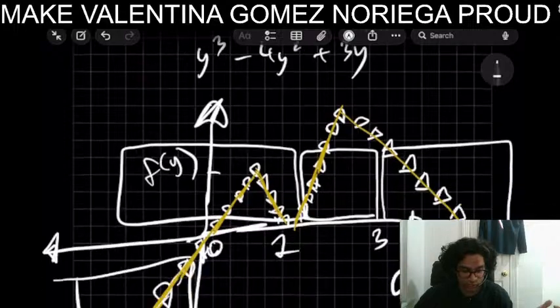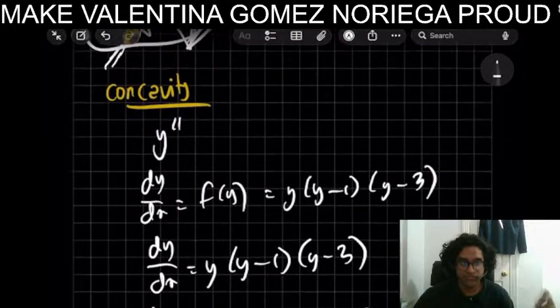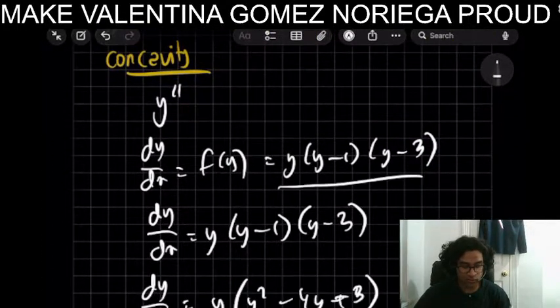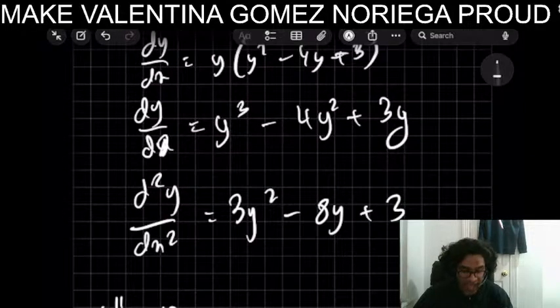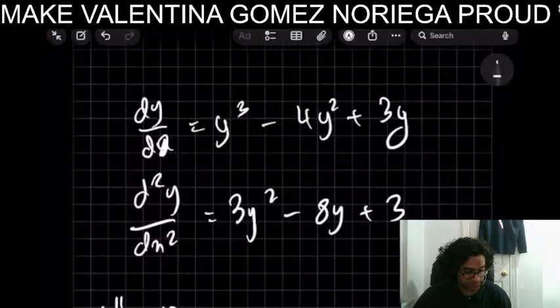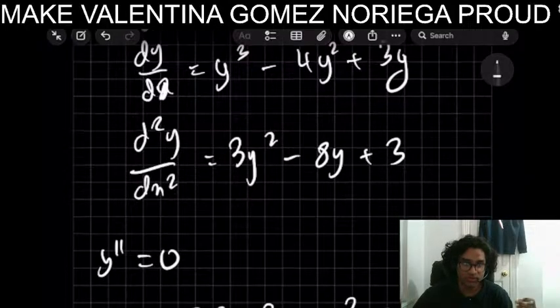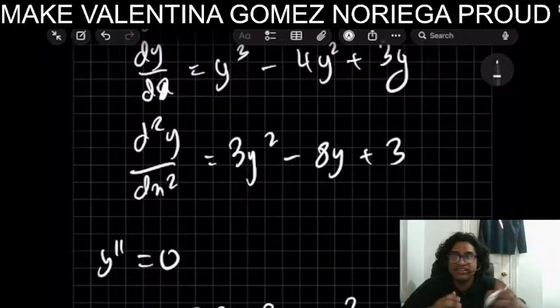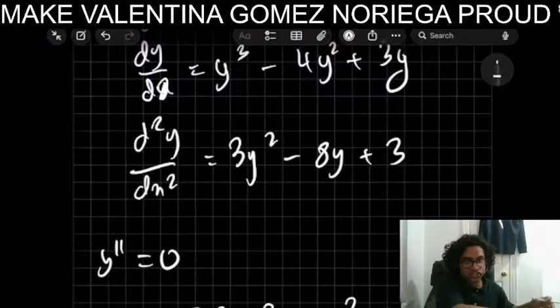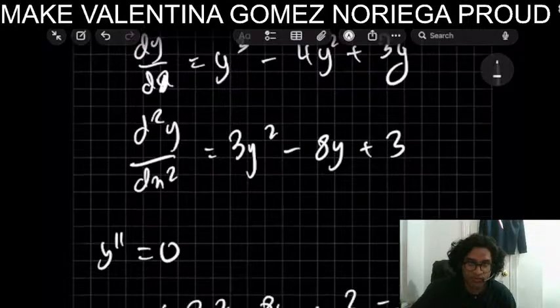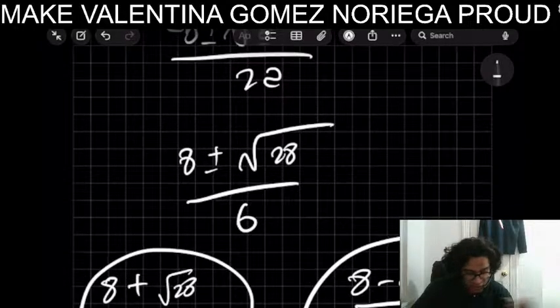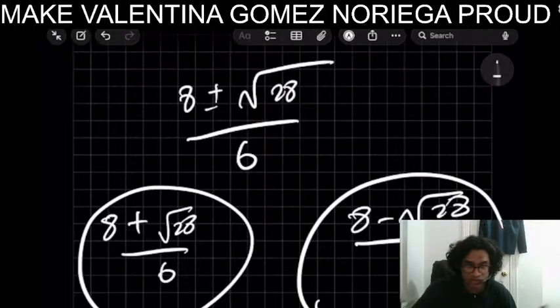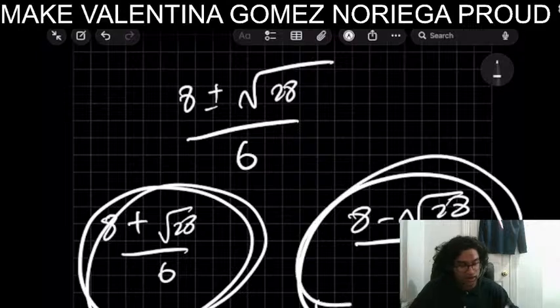And to find the inflection points, we have to differentiate the first derivative. Our first derivative was y times y minus 1 times y minus 3. Expanding the equation, we have y cubed minus 4y squared plus 3y. Differentiating, we got 3y squared minus 8y plus 3. Then we got the quadratic equation, solved it, and these are our inflection points.